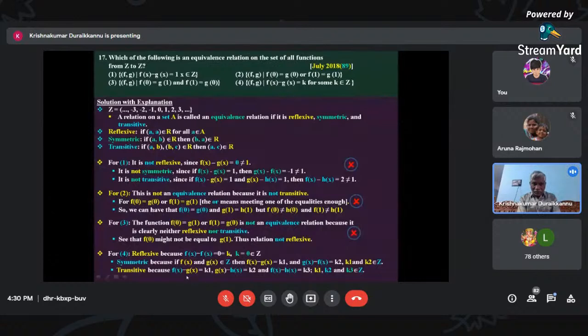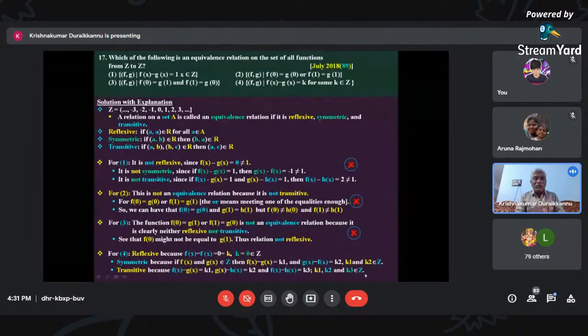Transitive: f of x minus g of x is k1, g of x minus h of x is some value k2. Then f of x minus h of x is some value. For example, apply the same values, assume 5, 7, 9. f of x is 5, g of x is 7, h of x is 9. 5 minus 7 is minus 2, it belongs to Z. 7 minus 9 is minus 2, it also belongs to Z. Here 5 minus 9 is minus 4, it also belongs to Z.